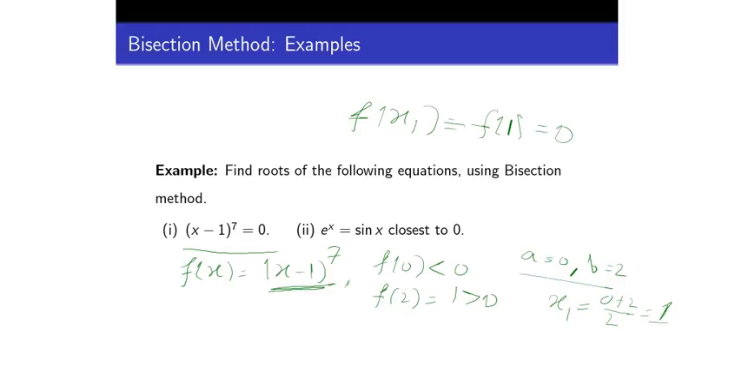In the second problem you have e to the power x equals sine x, and we are trying to identify the solution closest to 0 for this problem. So we are trying to solve the equation e to the power x minus sine x equals 0, which we will call f of x. Now f of 0 is 1, which is greater than 0.